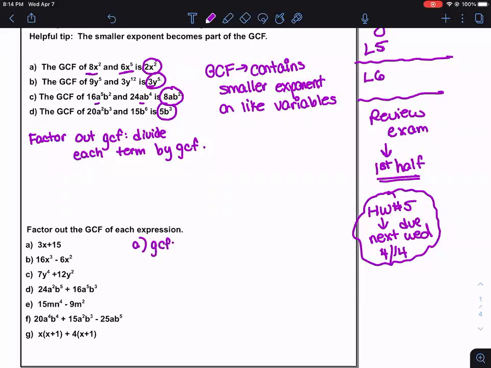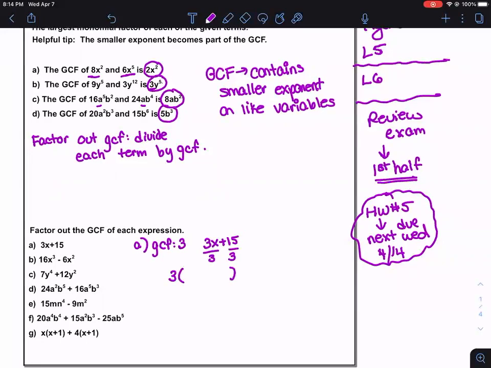The greatest common factor for 3 and 15 is 3. The first term has an x, the second one doesn't, so 3 is the greatest common factor. When you factor out the GCF of 3, what you are essentially doing is you are dividing each term by the GCF, but you're putting it out in front of the parentheses. So 3x divided by 3 would be x. 15 divided by 3 would be 5. If you are unsure if you did this correctly, you can distribute, and you can see that you would get back 3 times x plus 5. So that is our first one.